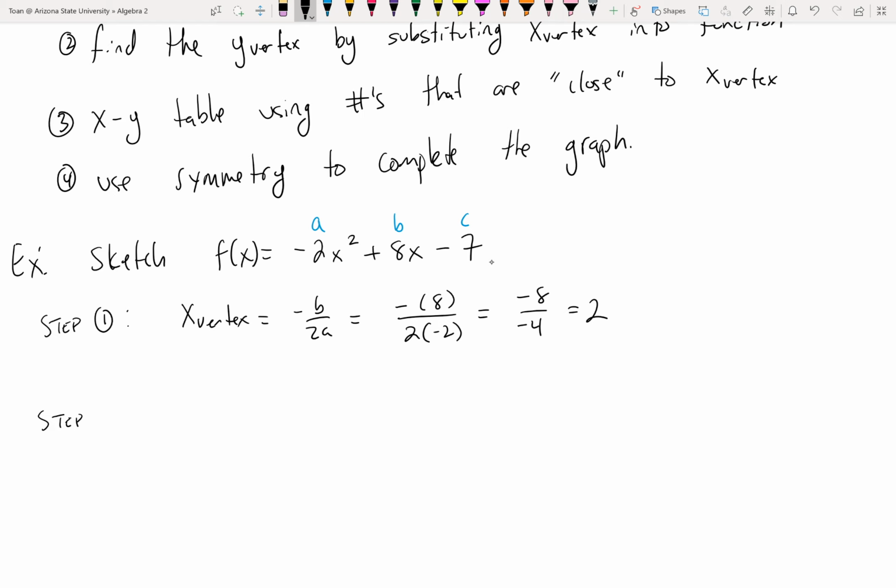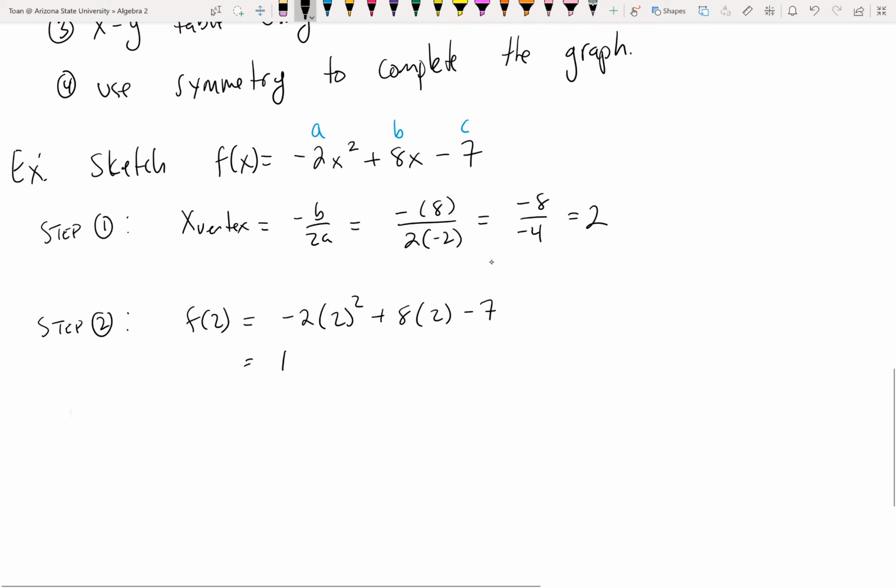So step 2 is to find my y value. All I have to do is take my answer here of 2 and plug it into the original function. So f of 2 is going to be negative 2 times 2 squared plus 8 times 2 minus 7. So that's going to give me negative 8. Just doing some quick math here, negative 8 plus 16 minus 7 is going to give me a 1. So what does all of this work say? All of this work says is that my vertex is at (2, 1). I plug in a 2, I get out a 1.